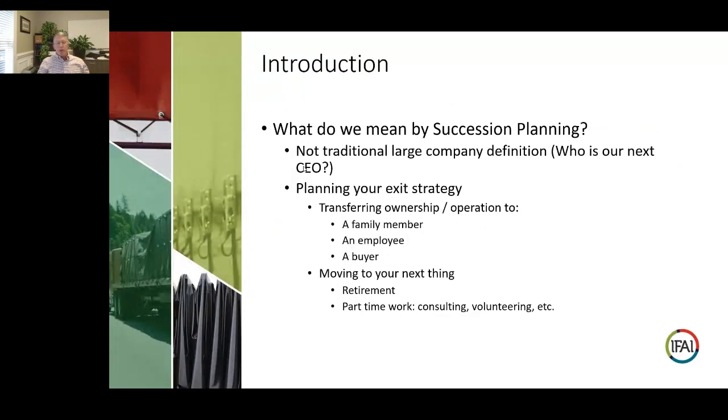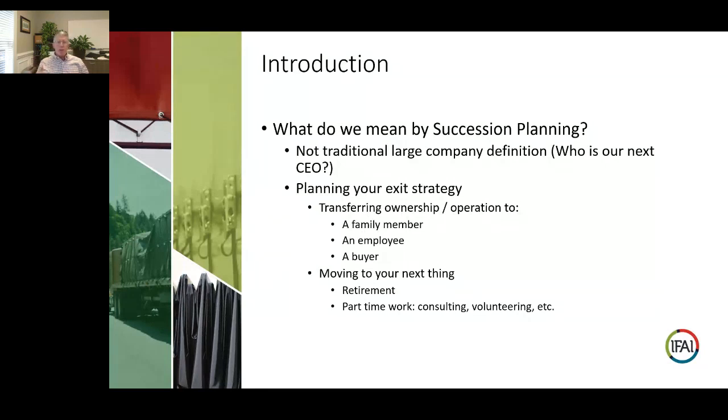So, I want to start off with what do we mean by succession planning in the context of this presentation. Succession planning can mean lots of things to lots of people. But first and foremost, it's not what you would find if you were working for or have worked for a bigger company in the past, which is basically who's our next CEO. Really what we're talking about is planning your exit strategy. If you own a business, what's your next step? What are you going to do? Transfer ownership, transfer operation, and then move on to your next thing.